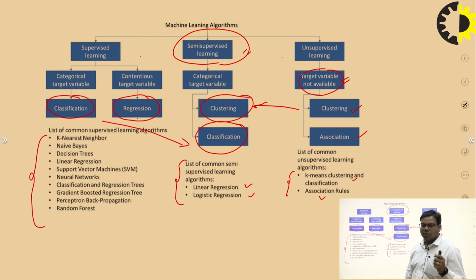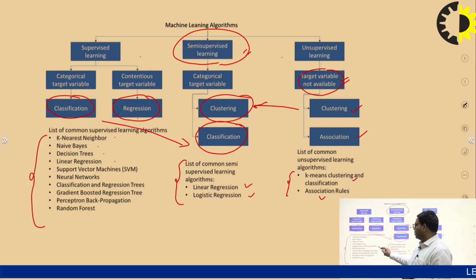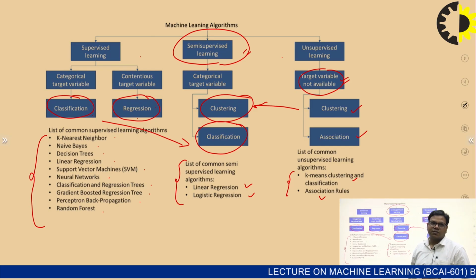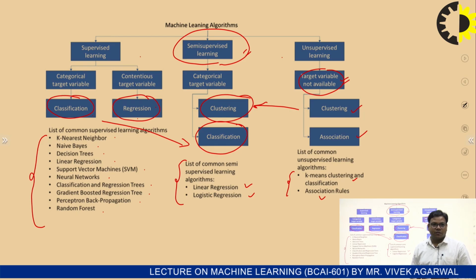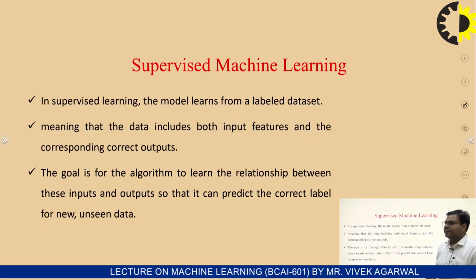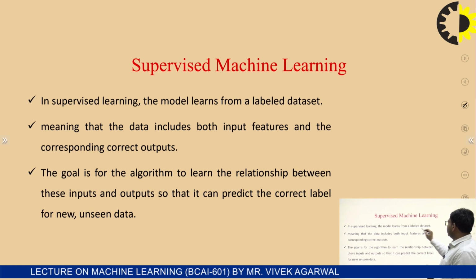As we were talking about classifiers, these are the available classifiers: KNN, naive Bayes, decision tree, linear regression, support vector machines, neural network, classification and regression trees, gradient boosted regression tree, perceptron, backpropagation, random forest, etc. These are only a few, but we have a much more vast list of algorithms available for these purposes. We have already gone through supervised learning, when your data set is labeled.